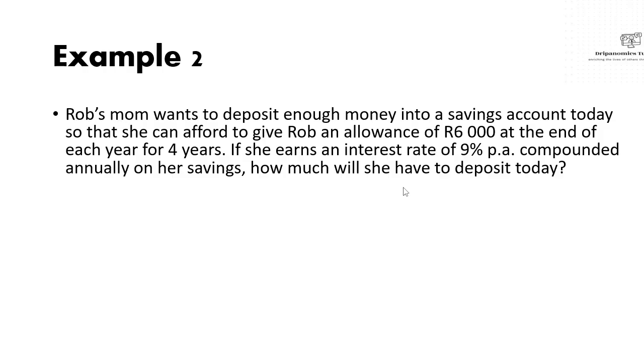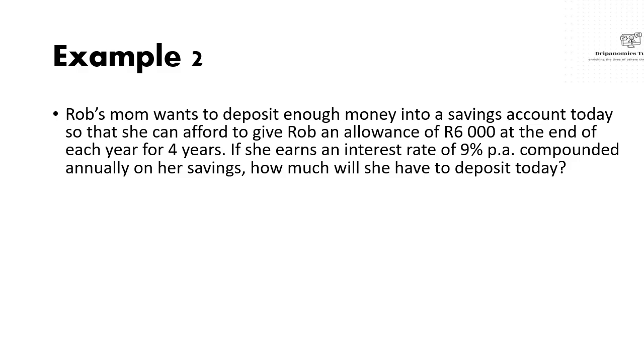We're looking for the present value. We're looking for how much she will deposit today, right? She wants to deposit a certain large amount of money, which will allow her in the next 4 years to take out 6,000 rands each and every year. So she wants to deposit that lump sum so that she can take out 6,000 rands.